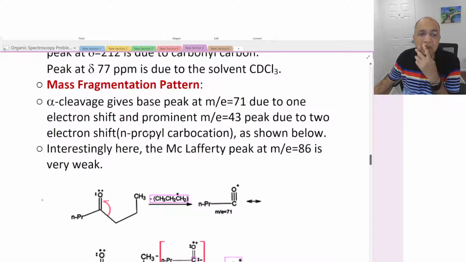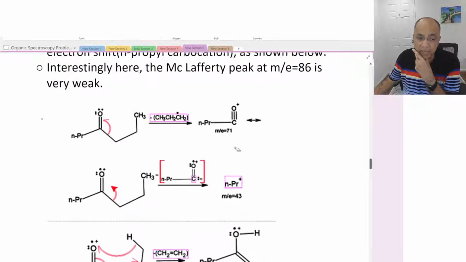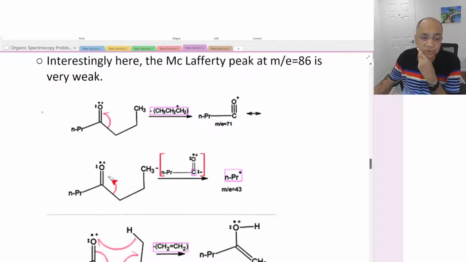And the mass spectral fragmentation pattern we have done: this is the alpha cleavage with one electron shift. The loss of N-propyl radical will give you this resonance stabilized positive ion, m/e 71, which is the best peak. And with two electron shift, removing this as radical, the N-propyl carbocation, m/e 43, is equally prominent, an intense peak.